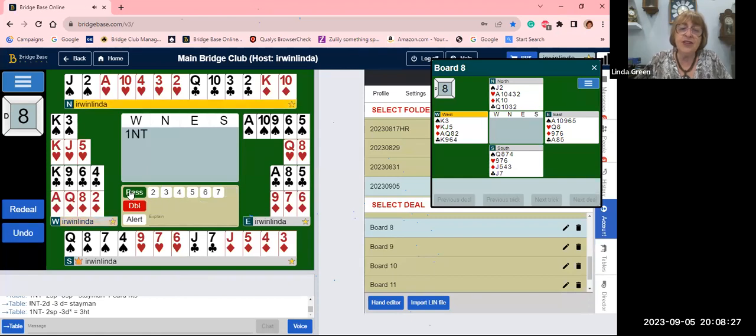And this hand passed. And now you have a 5-card major. So we have to transfer into the 5-card major. So we bid the suit below. The suit below will tell partner we have 5 spades.